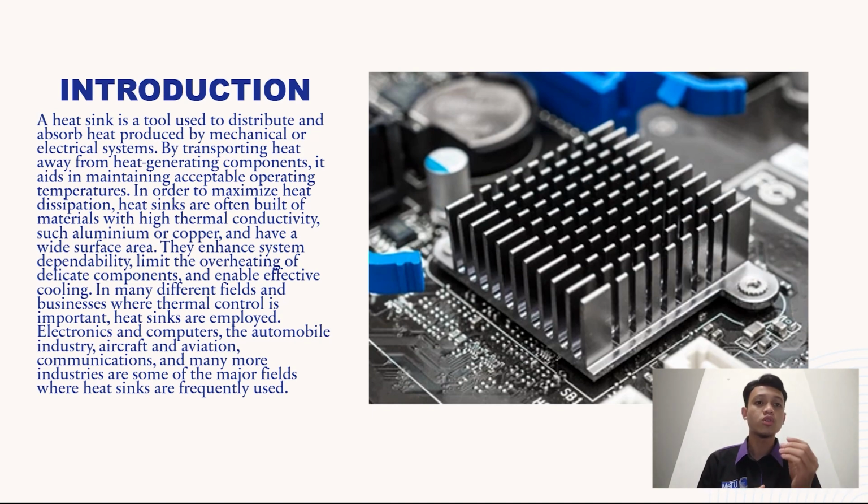In order to maximize the heat dissipation, heat sinks are often built of material with high thermal conductivity such as aluminium or copper. And to increase the heat dissipation, we also need to make them with a wide surface area.